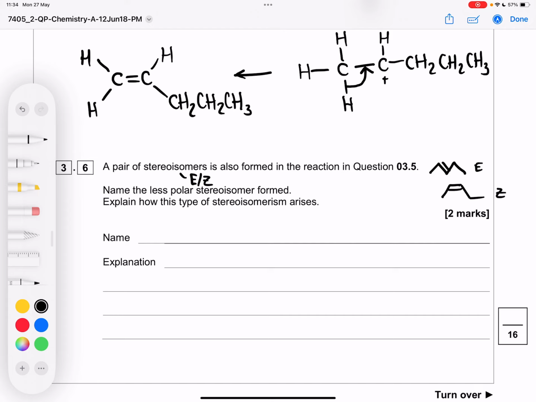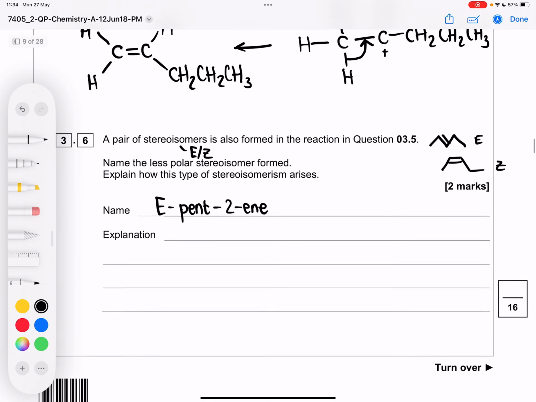Now what we need to realise is that the E is a much more symmetrical shape, and so any kind of polarity created from the presence of the double bond is more spread out, whereas on the Z, with the groups all coming down to the same side, we're creating a sort of uneven distribution of the electrons in the molecule. So it would be E that is the less polar.